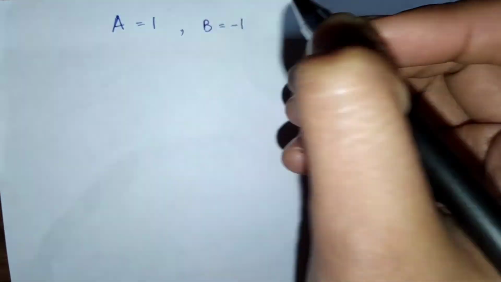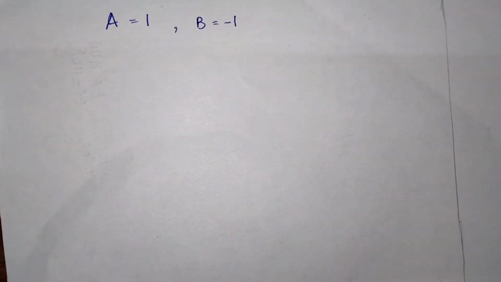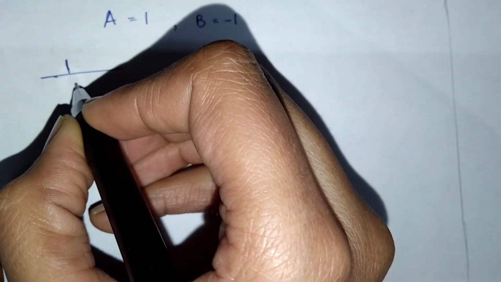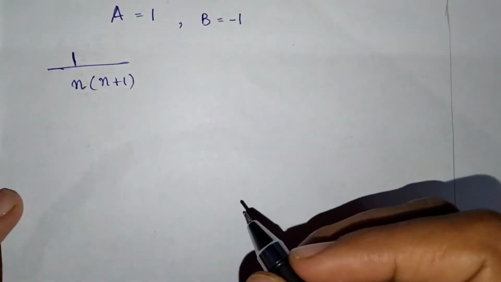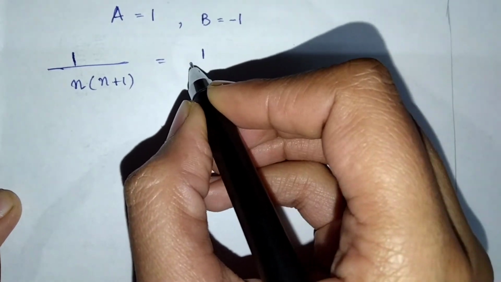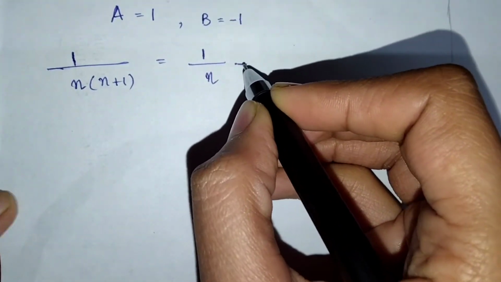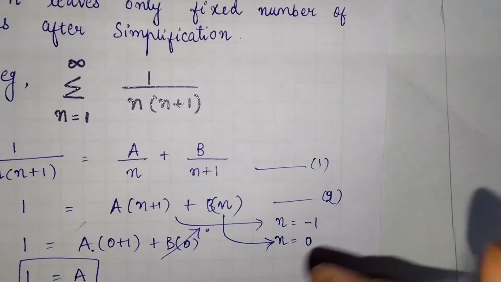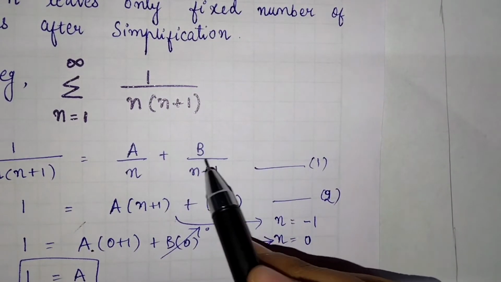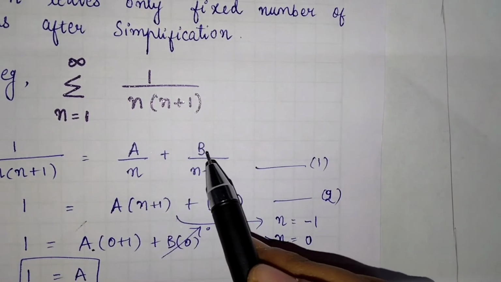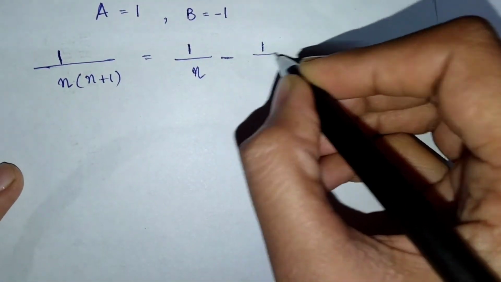A equal to 1 and B equal to minus 1. So if we substitute it in equation 1, then we will get 1 upon n into n plus 1 is equal to 1 upon n minus 1 upon n plus 1. Here we have to substitute B, that is B is minus 1. Okay, 1 upon n minus 1 upon n plus 1.